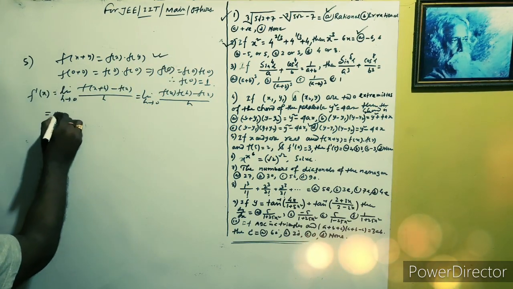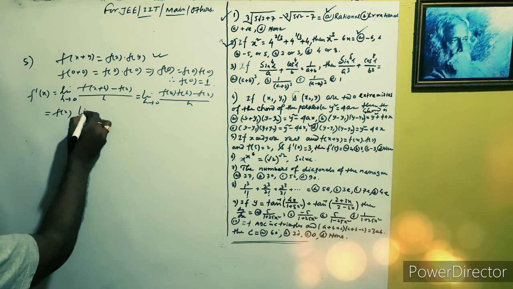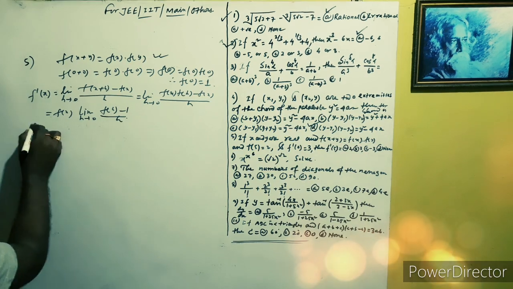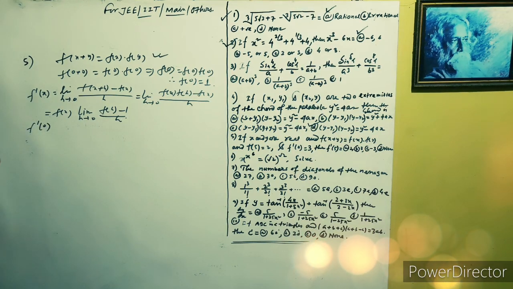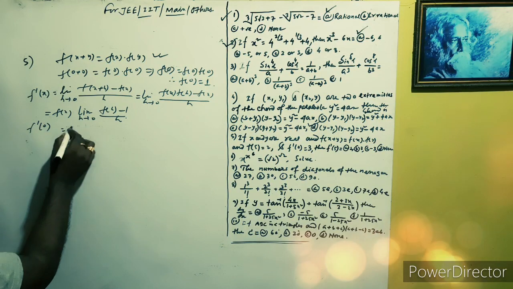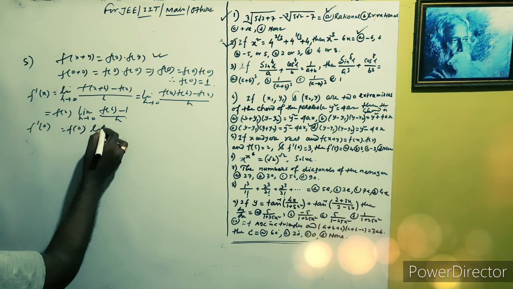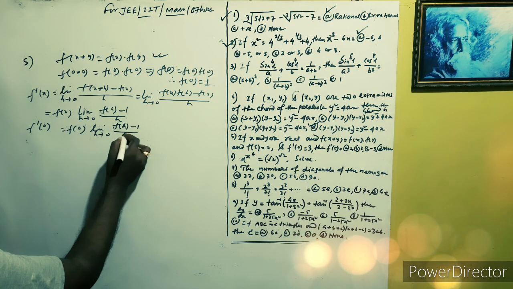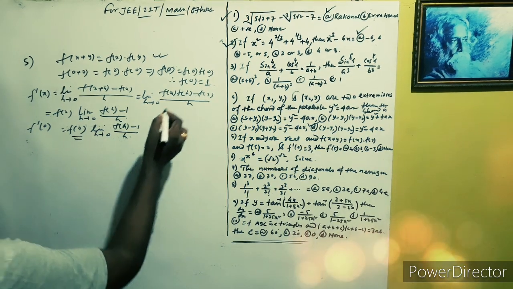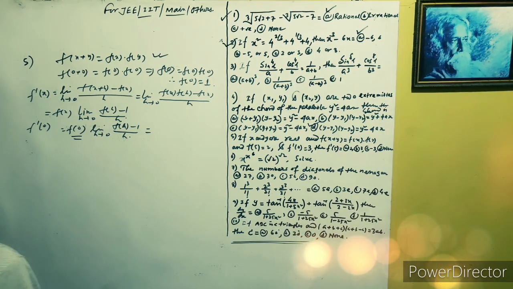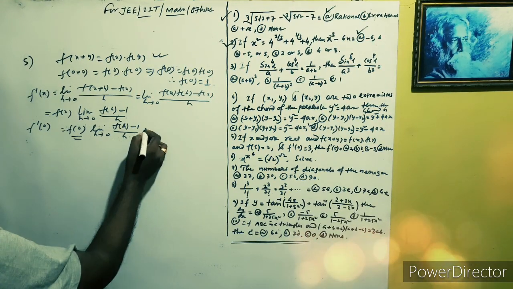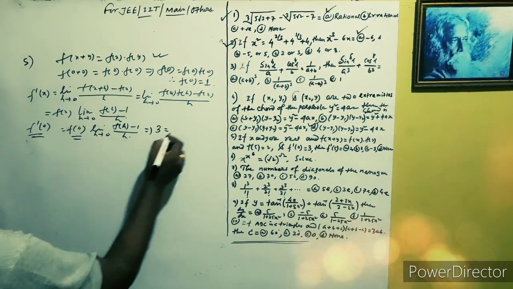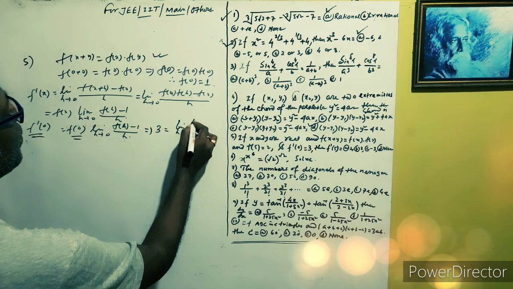Okay, so limit h tends to 0 by h. Now you have to put f dash 0 here. So this is f dash 0, and f of 0 is 1. So limit h tends to 0, f of h minus 1 by h, and this f dash 0 is here the value 3. So 3 is equal to this limit.